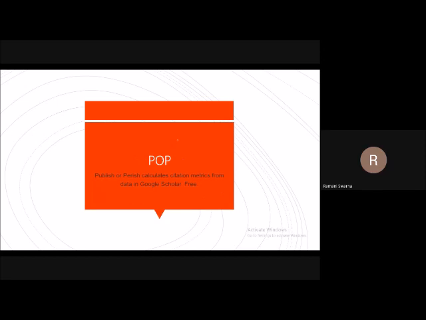Then Publish or Perish, which again is very common. However, I don't know how many of you are aware of it. We will even see it, and again, this is free of cost. RStudio, I don't have to tell you all, is a free IDE which is available, and we are using RStudio specially for the Biblioshiny technique which is used to do it.